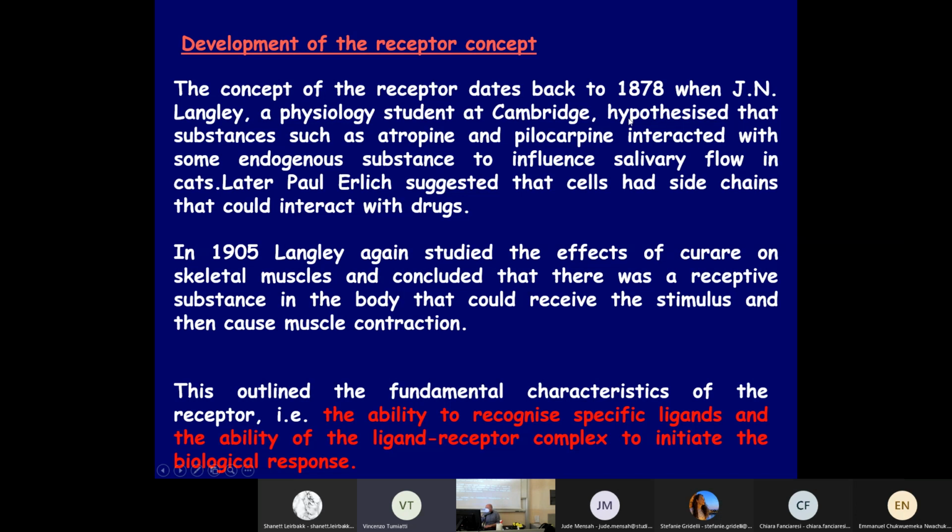And he hypothesized that these two compounds, in some way, interact with particular substances inside our body, but no other evidence, just a hypothesis. Later, Paul Ehrlich, another important scientist, suggested that cells have particular side chains on the membranes able to interact with drugs. The first model of the receptor. Particular side chains on the membrane of the cells.